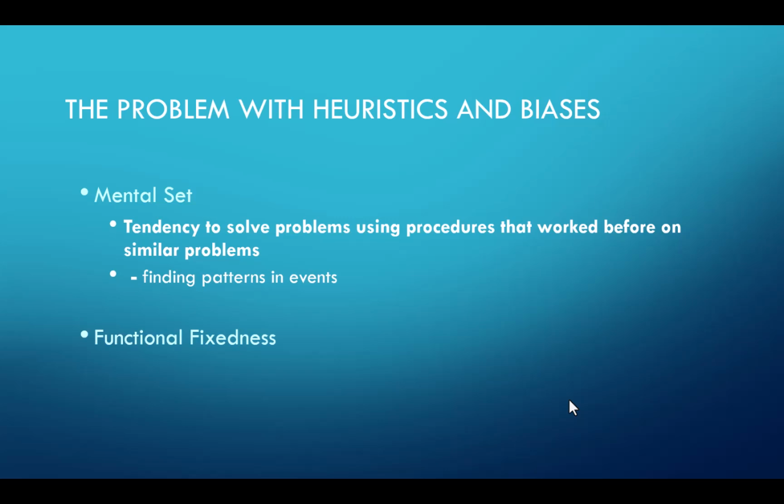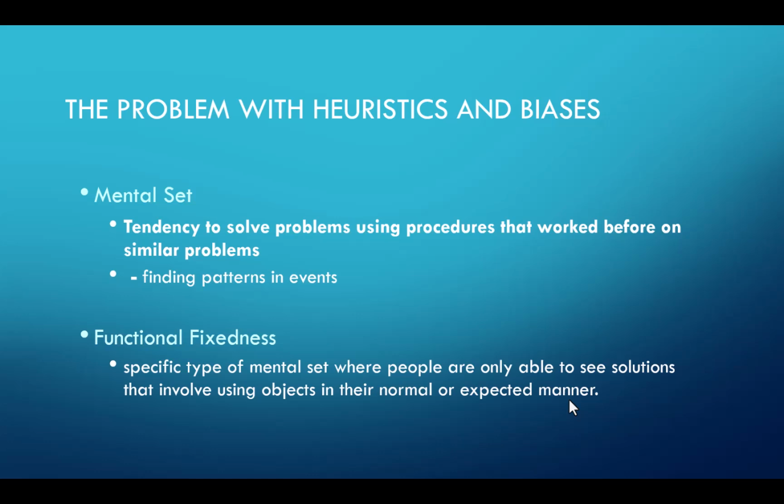Functional fixedness is a specific type of mental set where you're only able to see solutions that involve objects in their normal or expected manner. For example, imagine that your vacuum cleaner has stopped working. When it has stopped working in the past, a broken belt has been the culprit. Since past experience has taught you that the belt is a common issue, you immediately replace the belt again. But this time, the vacuum continues to malfunction.